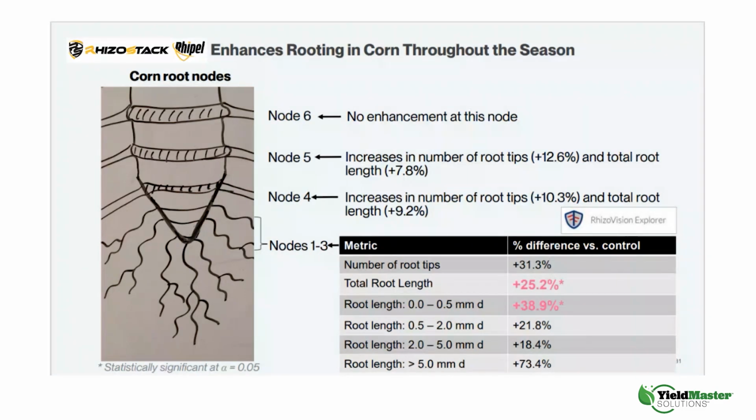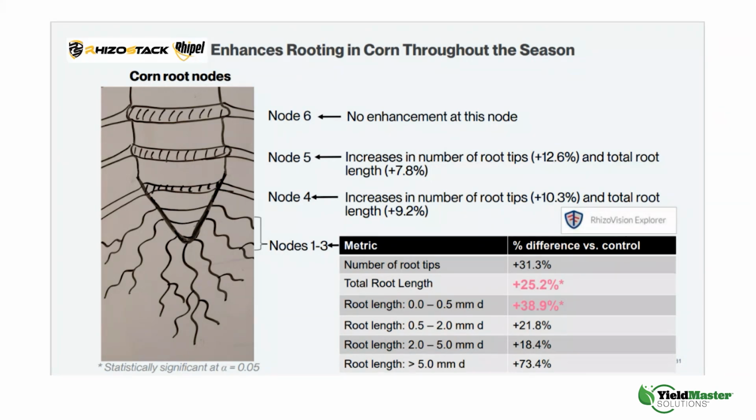Okay, so the RhizoStack Rhipel will also enhance the root throughout the season, like I talked about before, the RhizoStack portion of that. It's mainly doing it at those nodal roots, nodes 1, 2, and 3, the first nodal roots that come out. As a corn plant starts making its root system, node 1 is the first one that comes out, then node 2, then node 3, and so on, and it stacks up. Node 6 is the last one to emerge. That's essentially your brace roots. Node 5 and below is your root crown.